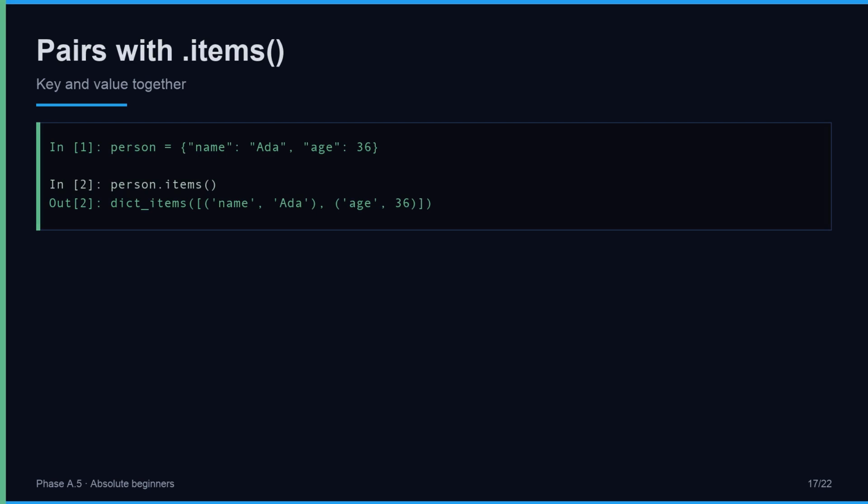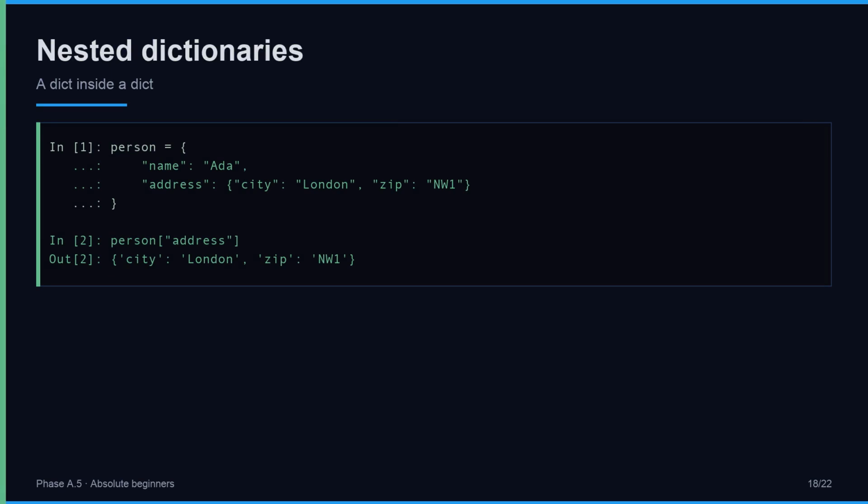person.items() gives you both at once, each pair as a small tuple. You see name, Ada, then age, 36. Items is the tool you use when you need both the key and the value at the same time. It is the most common way to walk through a dictionary in a loop. For each pair, you have the name and the value side by side, ready to use. Both at once.